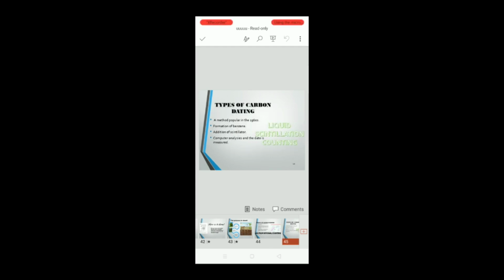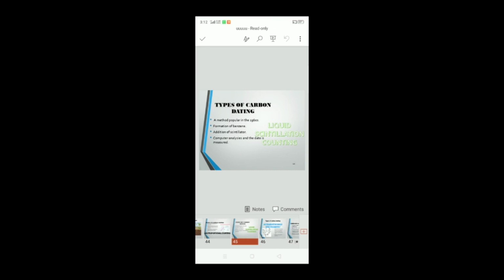counting takes place. The next one is liquid scintillation counting. It was a method which was popular in the 1960s. In this method, the sample is ground into small pieces and treated with a weak acid, and then it is freeze dried. This sample undergoes various chemical reactions to convert all the carbon atoms in it to benzene. To this mixture, a scintillator is added, and this mixture is passed through a liquid scintillator spectrometer which counts the number of decays occurring per minute. And after the computer analysis, we obtain the age of the sample.